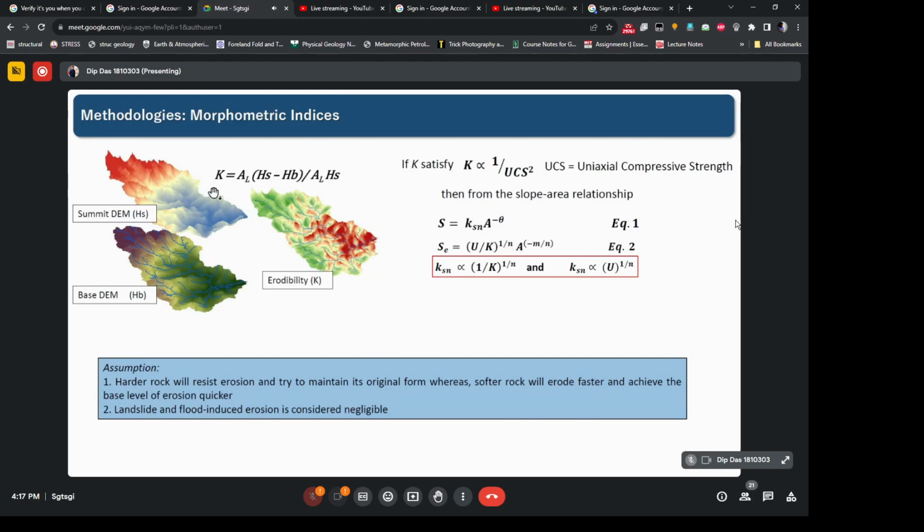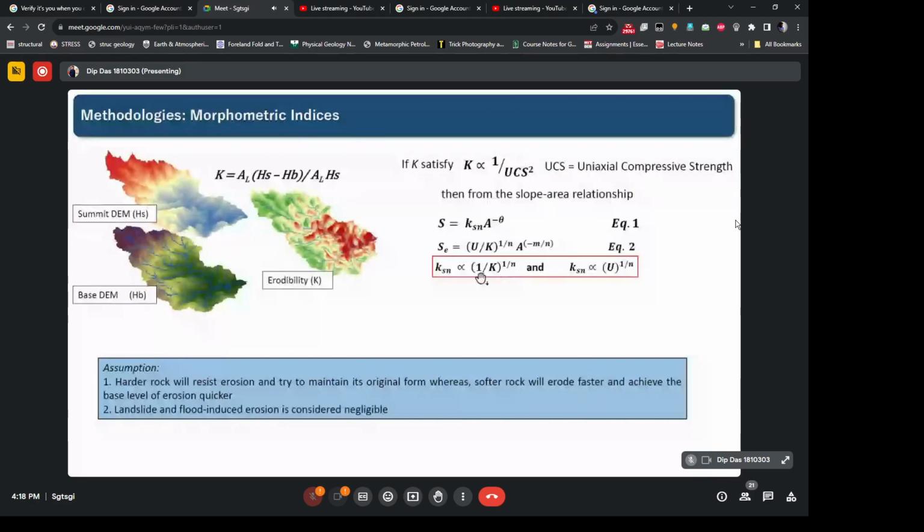But prior to using this K as erodibility, we need to verify it. There is another relationship of K, which is inversely proportional to the uniaxial compressive strength of a material. So based on that, I first tried to verify my determined K with this equation, and then plotted and tried to understand the relationship between KSN and K.